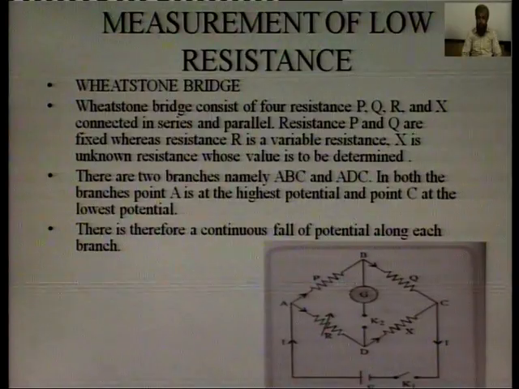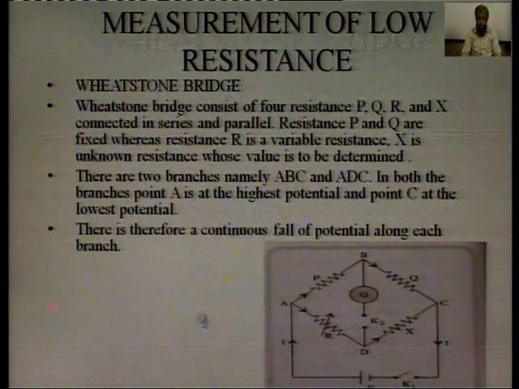Resistances P and Q are fixed, whereas resistance R is variable. X is the unknown resistance whose value is to be determined. There are two branches, namely ABC and ADC. In both the branches, point A is at the highest potential and point C at the lowest potential. There is therefore a continuous fall of potential along each branch.